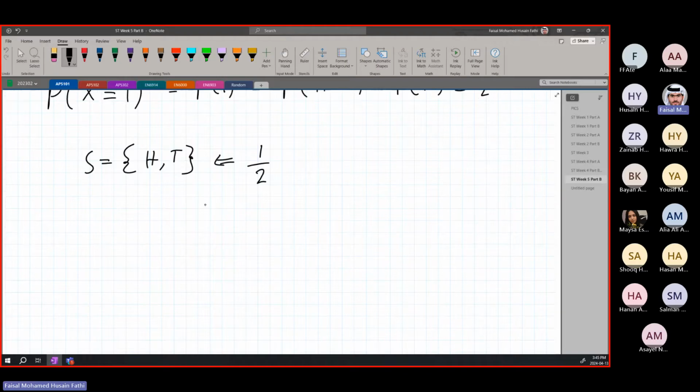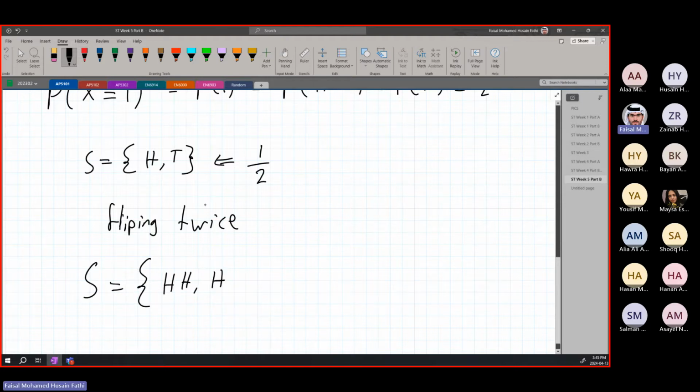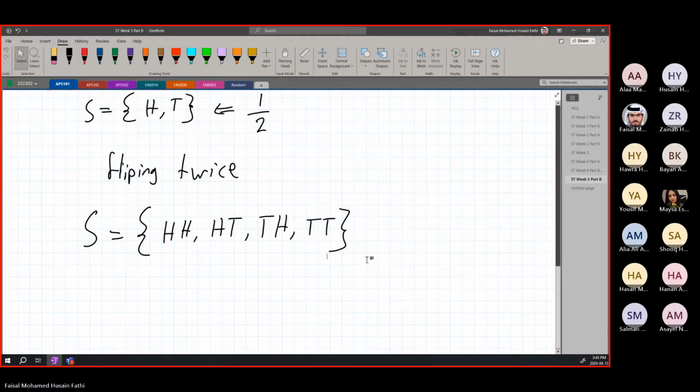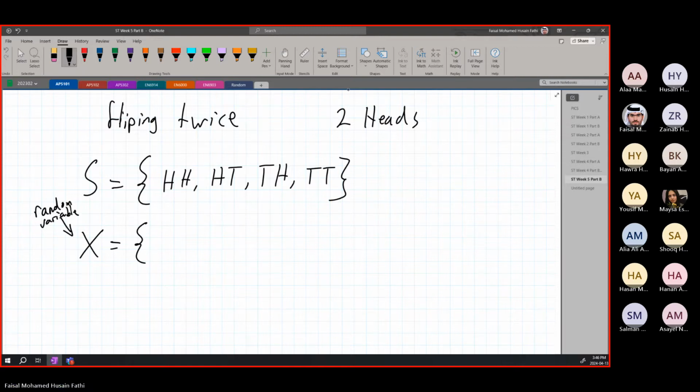But now let's look at an example of flipping two coins. So here, flipping twice, our sample space now is going to be heads heads, heads tails, tails heads, and then tails tails. Now, if I'm asking what is the probability of getting two heads? Because we're flipping twice, the first flip is heads and the second flip is heads as well. X is our random variable. This is just the notation of a random variable.